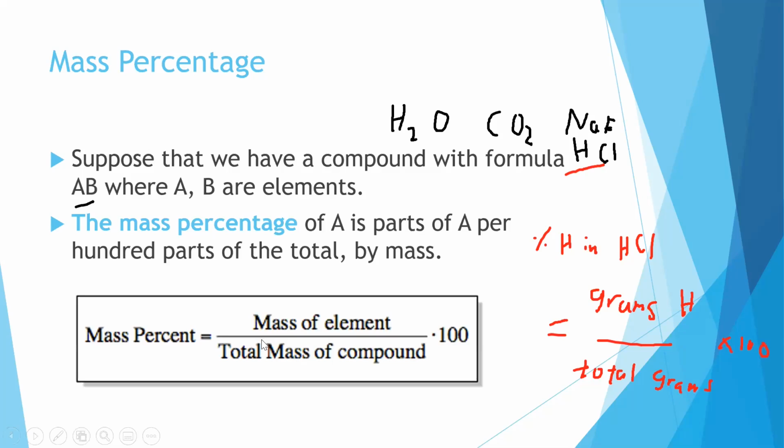So here's another definition. Mass percent is basically the mass of the element over the total mass of the compound, times 100. So we can also calculate the mass percent of chlorine in hydrochloric acid. It's the grams of Cl over total grams times 100. So that's how we calculate mass percent. It's like how much of the total compound that one element weighs, as a percent. And we're going to do calculations on the next slide. I know this is a little abstract right now, but I hope you will understand it once we do a few examples.